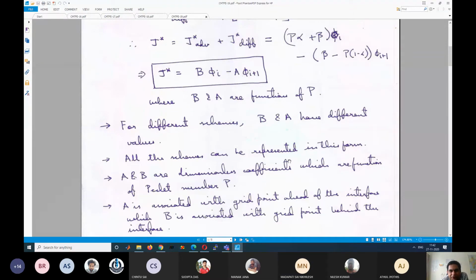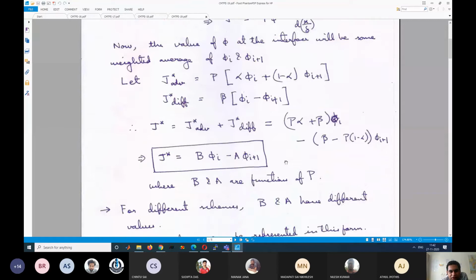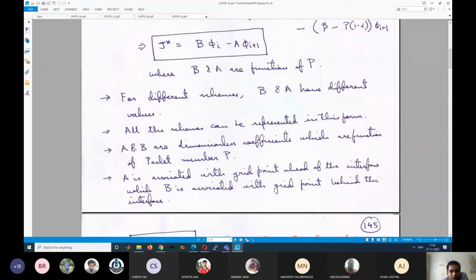All these schemes can be represented in this form. Okay, so whatever scheme we have studied, and if you want to devise any other scheme also, you can devise the scheme and it can be represented in this form, where these are functions of Peclet number. Here B and A are dimensionless coefficients, that is also important. They are non-dimensional coefficients, just functions of Peclet number, not dimensional, because we are solving in non-dimensional form.